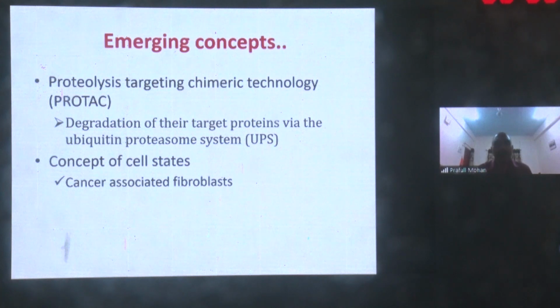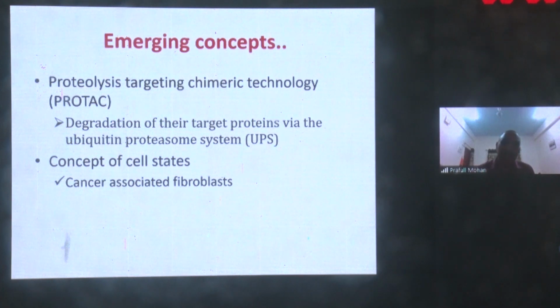Another emerging concept is proteolysis targeting chimeric technologies. So you attach small molecules with some agents which destroy a particular target protein via the ubiquitin proteasome system. So instead of targeting the gene, instead of targeting the epigenetics, you just identify the protein and try to kill it.